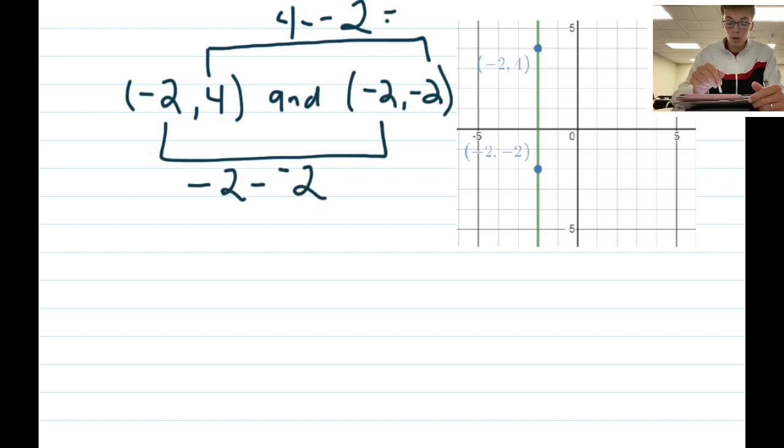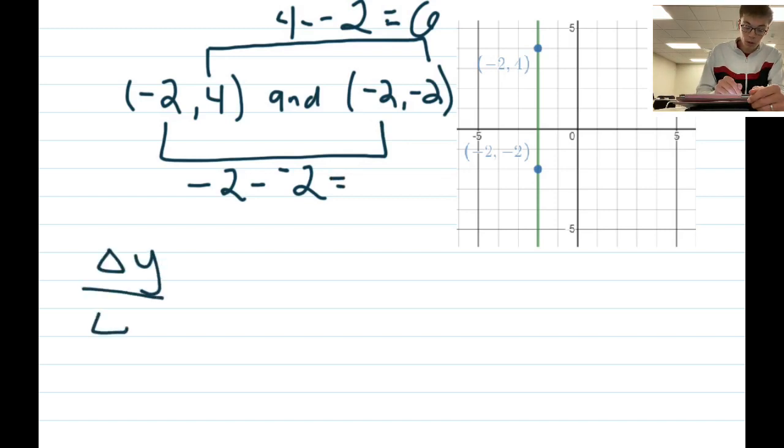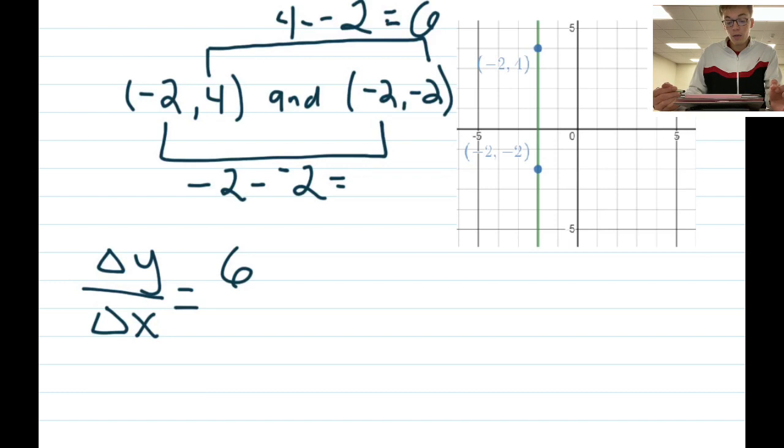So for the change in y, 4 minus a negative 2 gets us 4 plus 2, which is 6. And so that would be our change in y. So I'm going to go ahead and write that below. So for change in y over change in x, which is our m, change in y was 6. Now, a negative 2 minus a negative 2. Be very careful. That ends up turning to a negative 2 plus 2. Okay? So negative 2 plus 2 is 0. If you need to, use a calculator. Please make sure you're doing that. So then that goes in our change in x.